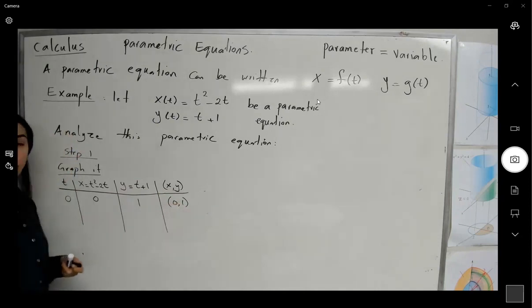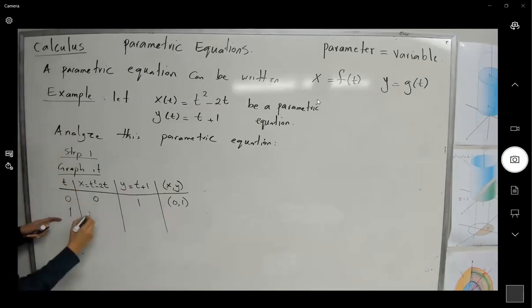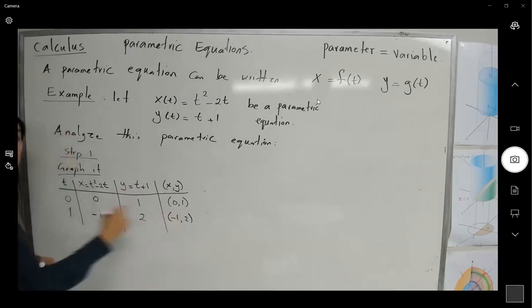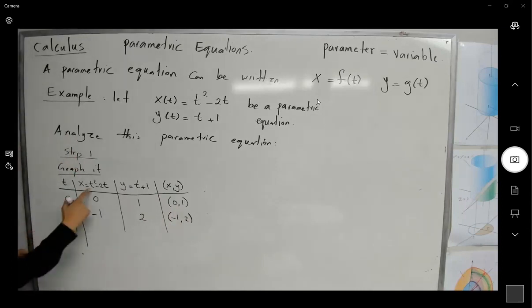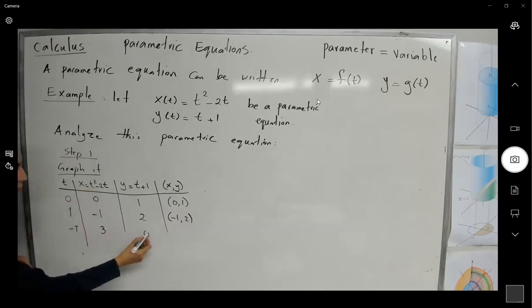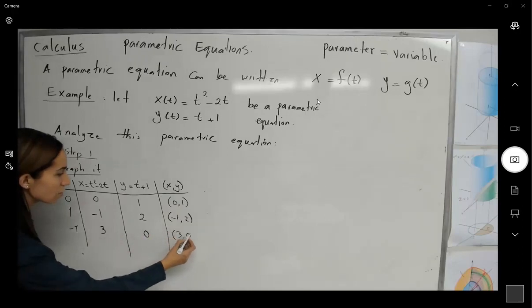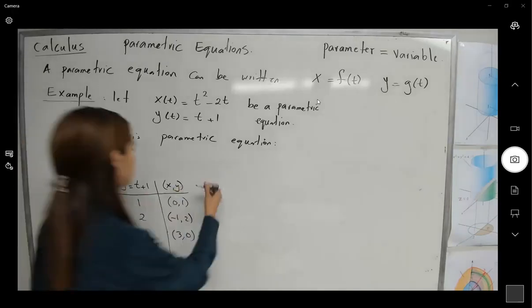Suppose t is equal to 1. If t is 1, then x is negative 1 and y is 2. The next point on the graph. Suppose t is negative 1. If t is negative 1, you get 1 plus 2, which is 3, and y is equal to 0. 3 and 0. So we have 3 points. Let us try to graph this guy.